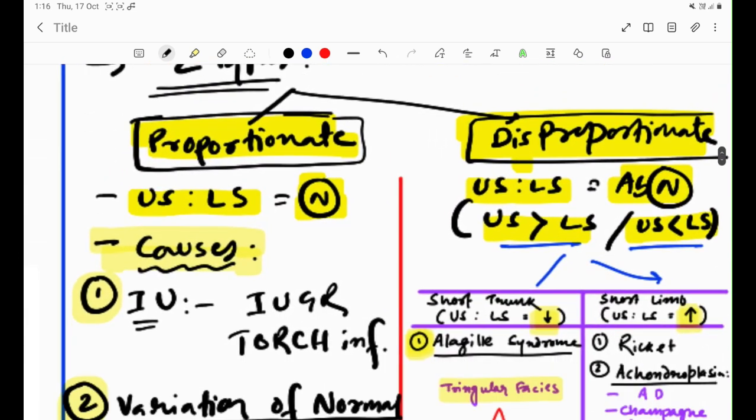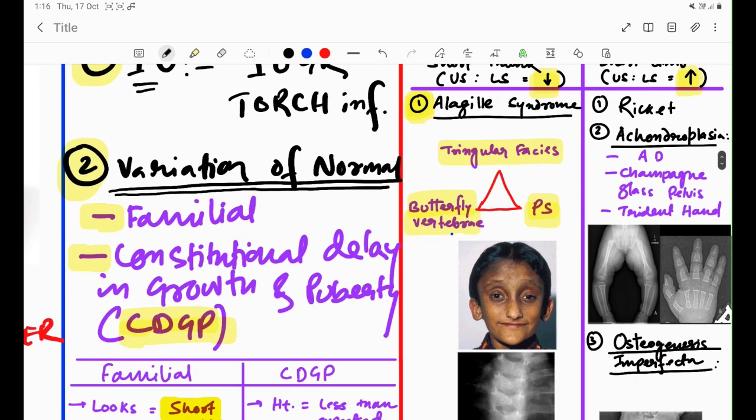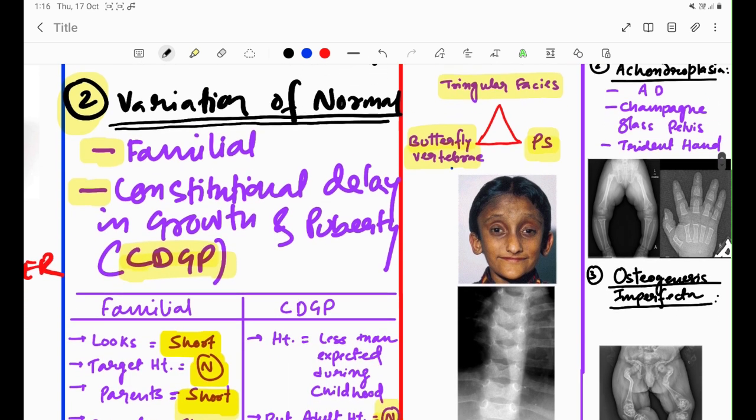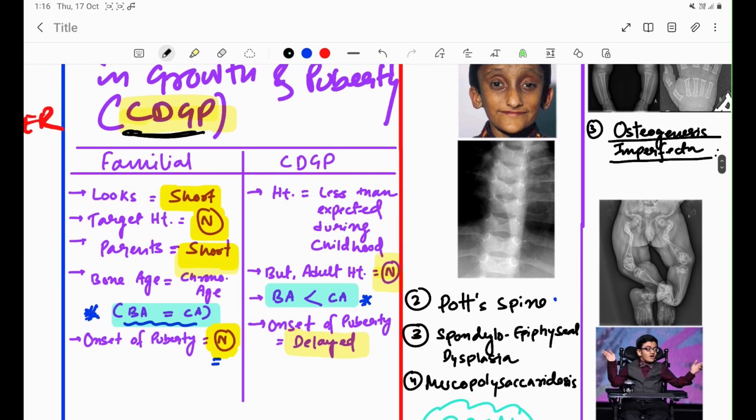The causes of proportionate short stature are intrauterine causes like IUGR and TORCH infection, and variation of normal development or normal growth. What is the variation of normal growth? There are two things. One is familial, another one is constitutional delay in growth and puberty, also called CDGP. What are the differences between familial and CDGP?